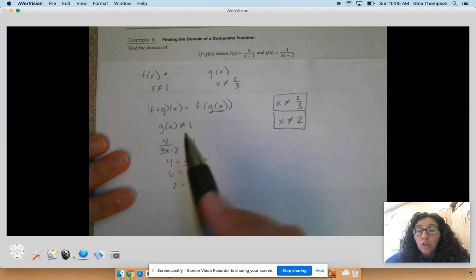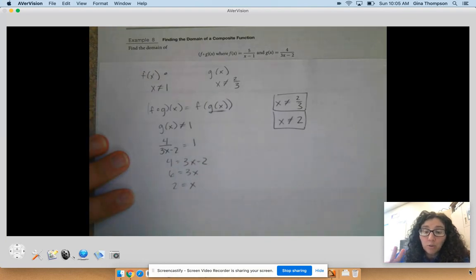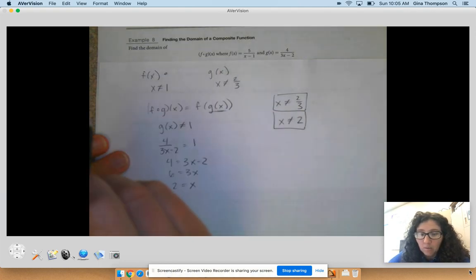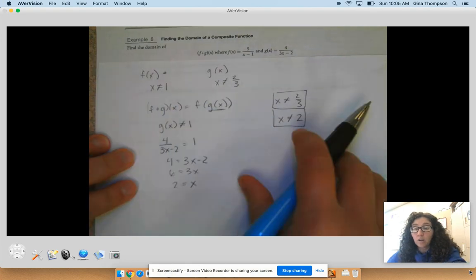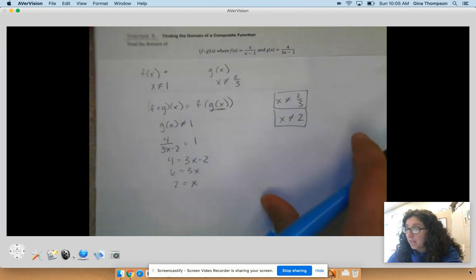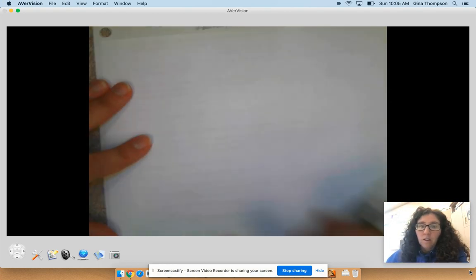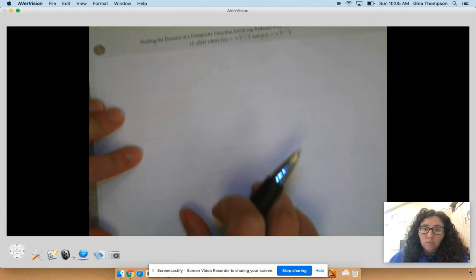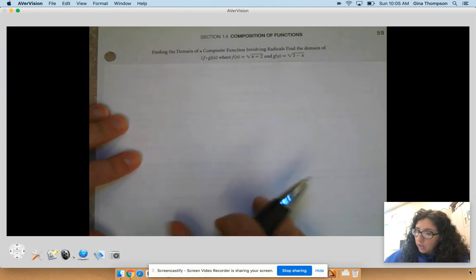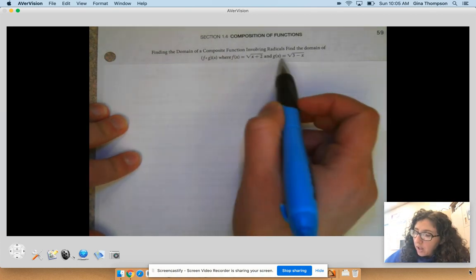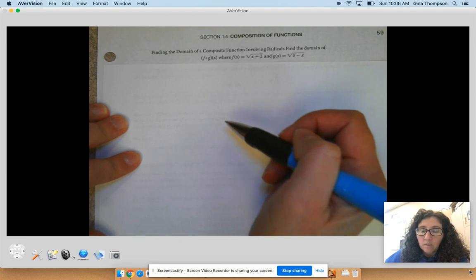Okay, so there's two times we need to be careful of domains, right? One is for rational functions like this, we can't divide by 0. The second is if we're using square root signs, right? We can't take the square root of negative numbers. So let's look at one of those. All right, we've got a composite function, and f of x, one of our functions is square root of x plus 2, and the other one is square root of 3 minus x.